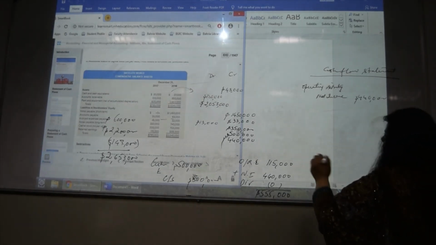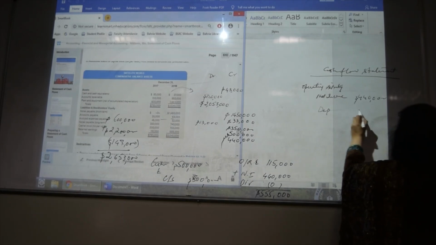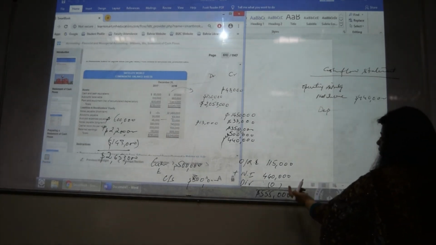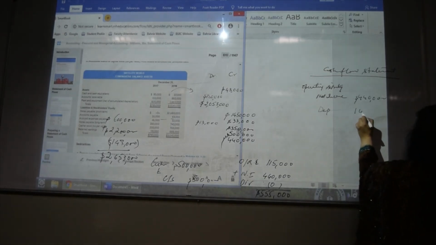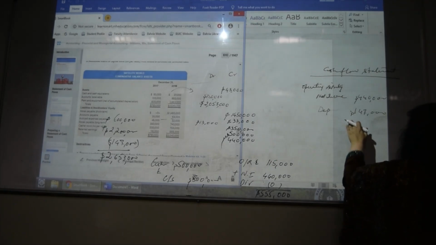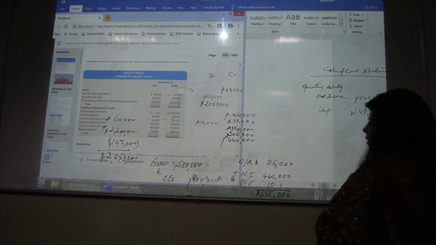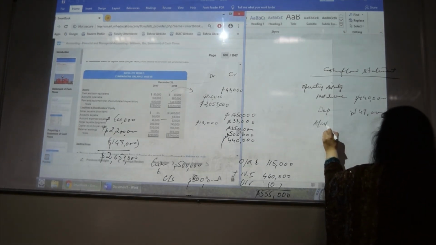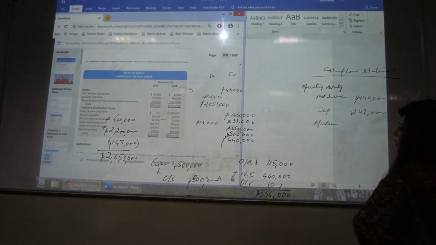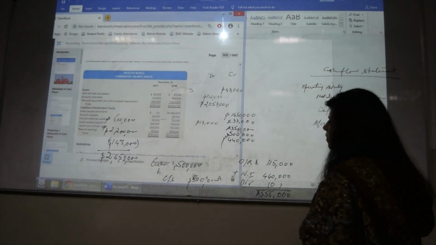So now net income, you just add depreciation. Now how much was that? 147,000. Sorry, this is added back. Then what else do we now need to include? Accounts receivable, increasing by 750,000.